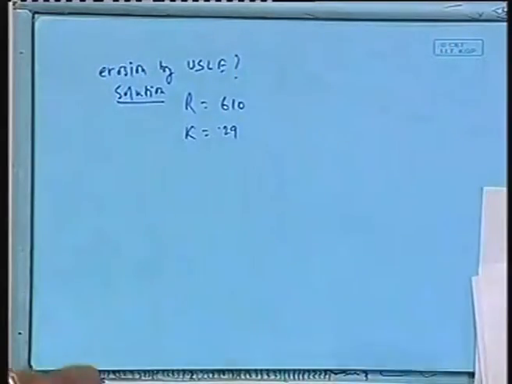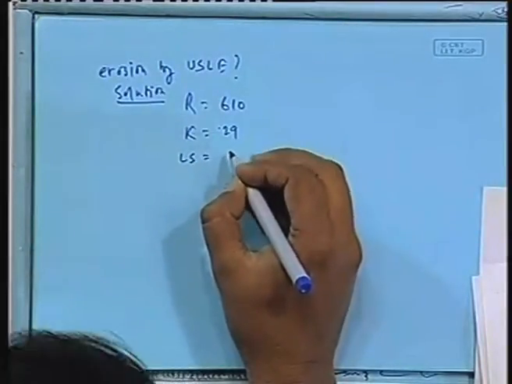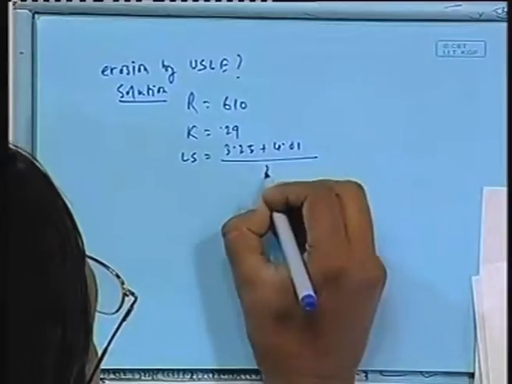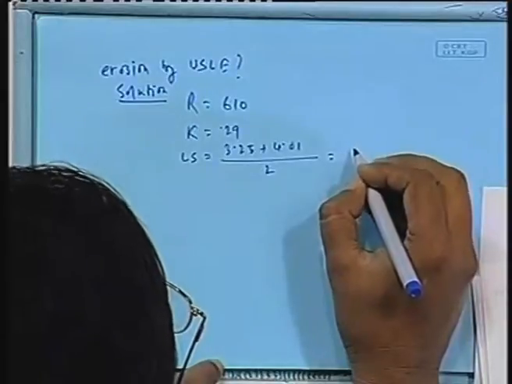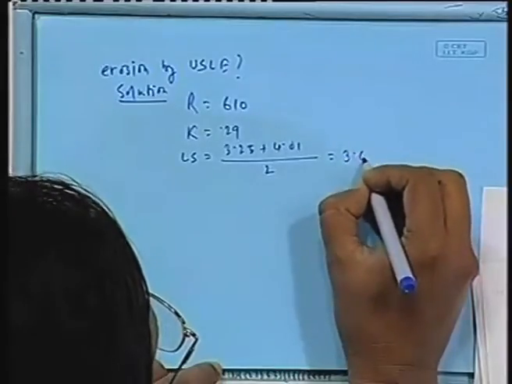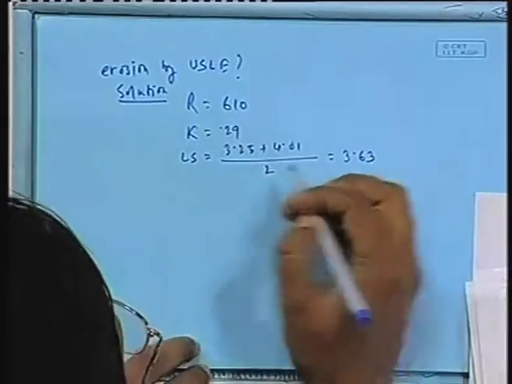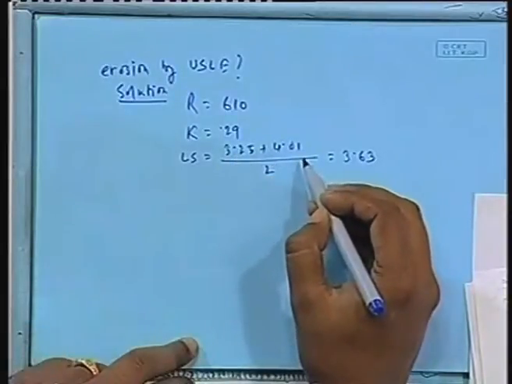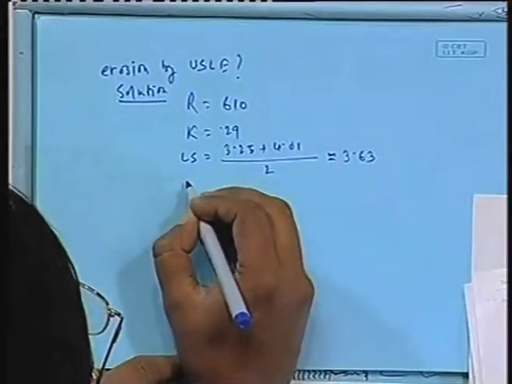So we find LS as equal to, as I have said, 3.25 plus 4.01 divided by 2. So it is about 7.25 over 2, that is about 3.6, isn't it? 3.63, about that. If we could get a better value, you can find it out.